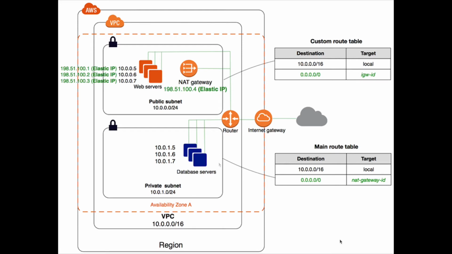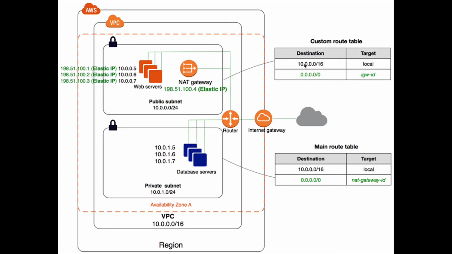Let's understand that. So let's say if the internet wants to establish a connection directly with the database servers, it won't happen here because there is a NAT gateway in between. So whenever the database server reaches out to the internet, it goes via NAT gateway. Okay, so as you can see, there are two route tables here. One is for public subnet and one is for private subnet. So let's understand this route table.